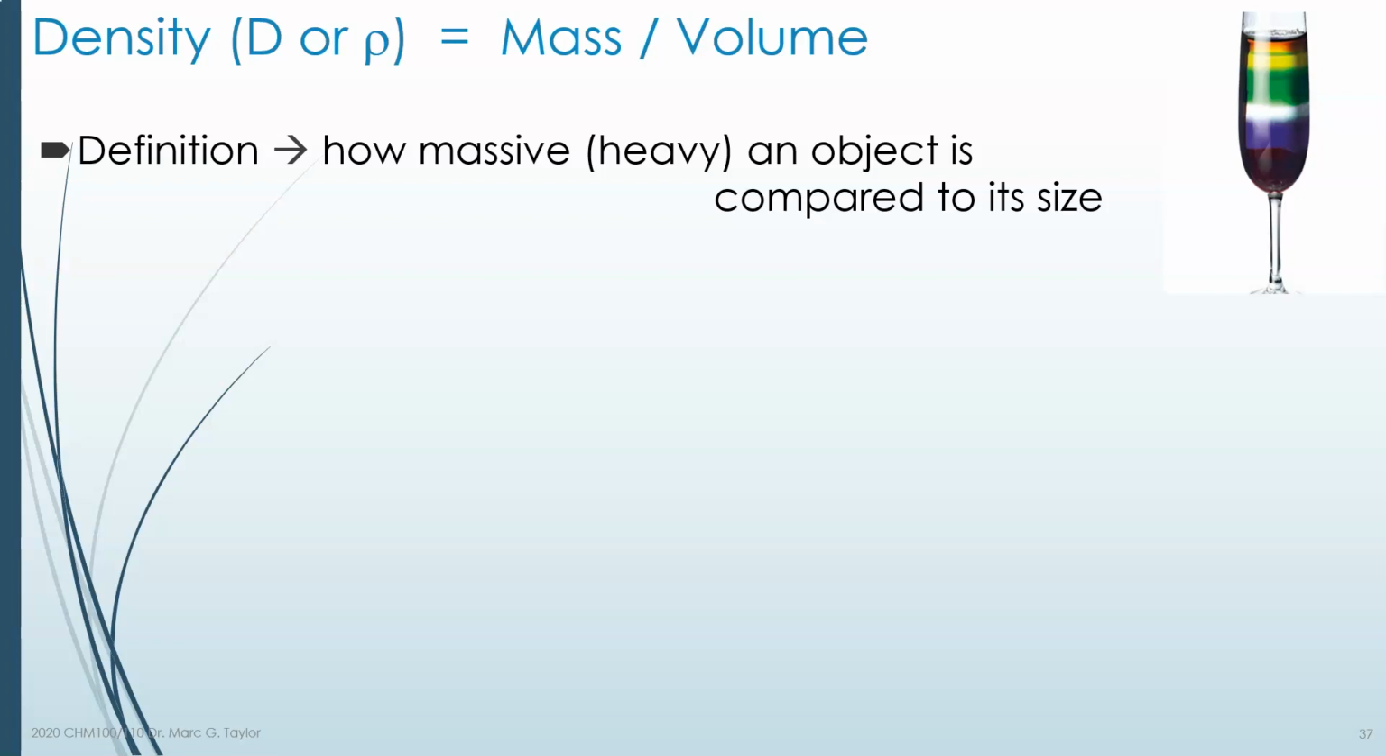So the definition of density is the amount of mass of an object divided by its volume. Or another way to say that is how massive the object is. We sometimes say heavy, but we really mean how much mass, not how much weight, an object has compared to its size. So it's the mass per size, the mass per volume.